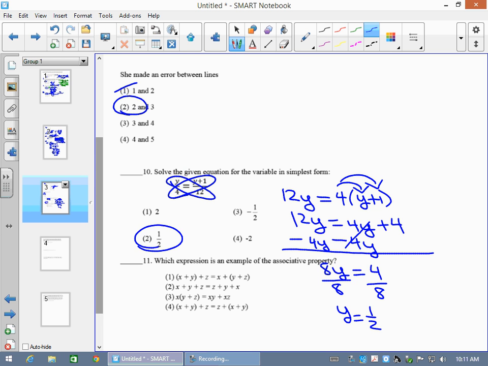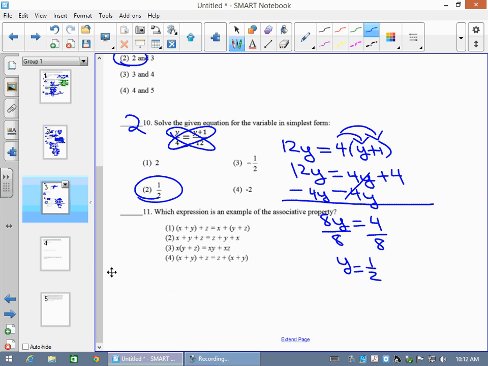So if you look at question 11, well, the associative property. Associative property means if you look at the left and the right side of the equation, different values are grouped or associated together. So the correct answer here would be choice 1. The order stays the same, x, y, z, x, y, z. However, on the left side of the equation, the x and the y are grouped together. But on the right side of the equation, the y and the z are grouped together.